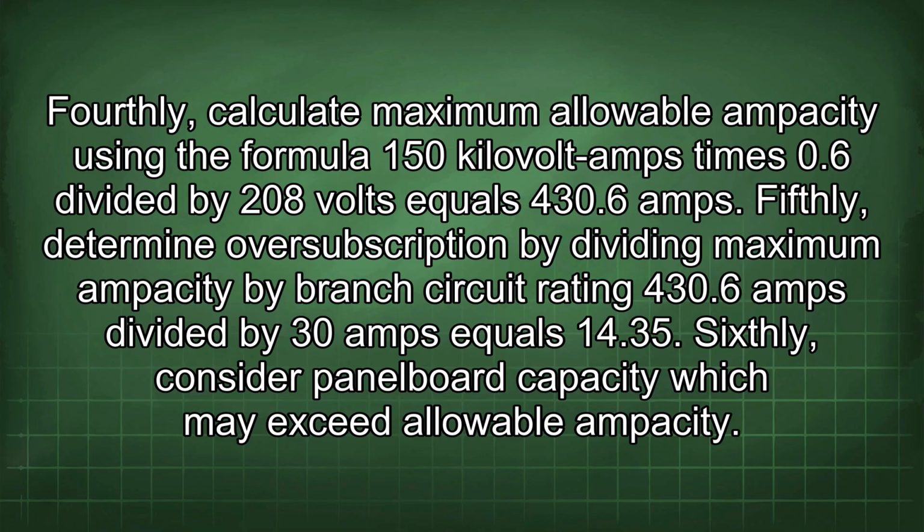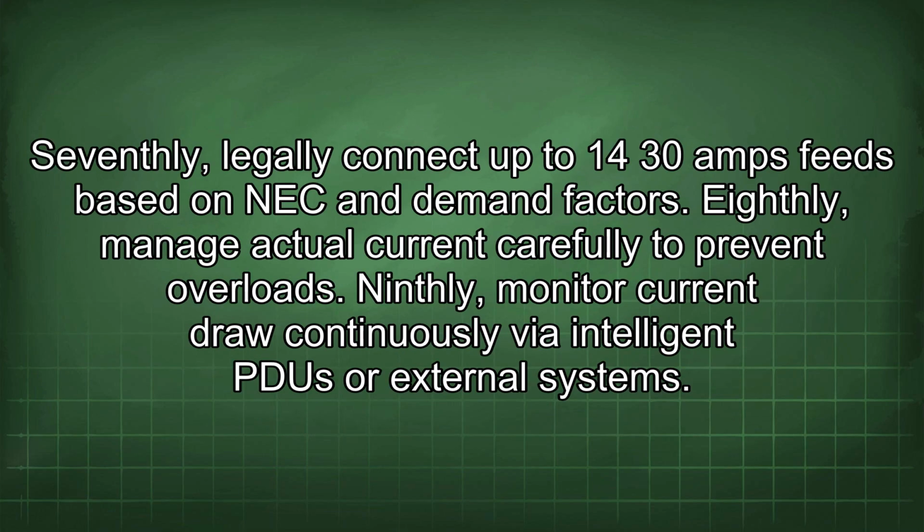Sixthly, consider panel board capacity which may exceed allowable ampacity. Seventhly, legally connect up to 1430 amps feeds based on NEC and demand factors. Eighthly, manage actual current carefully to prevent overloads. Ninthly, monitor current draw continuously via intelligent PDU or external systems.